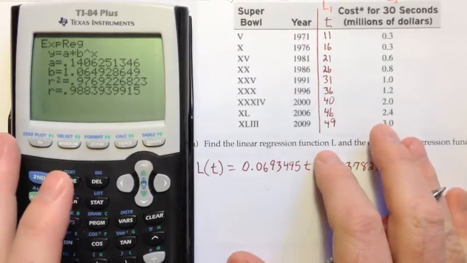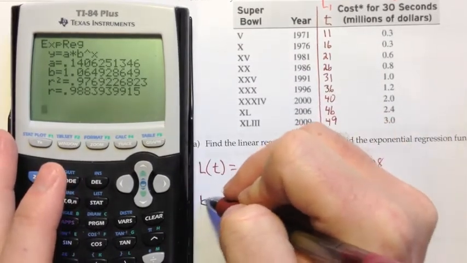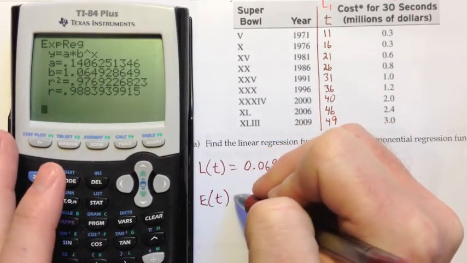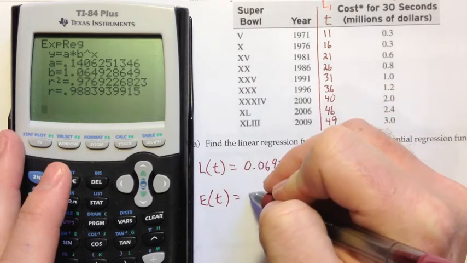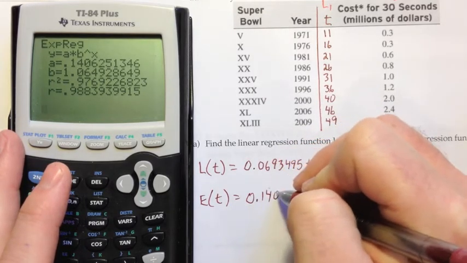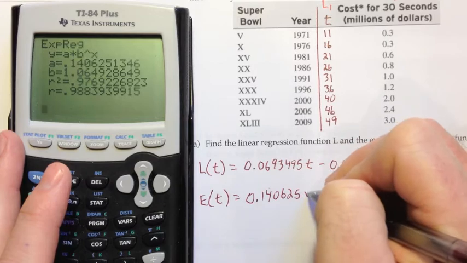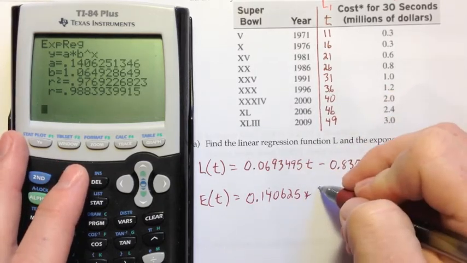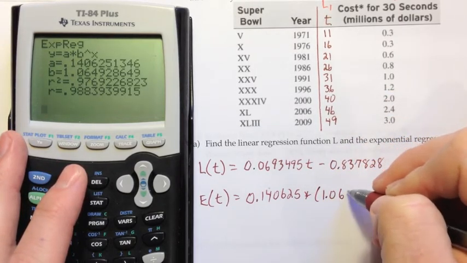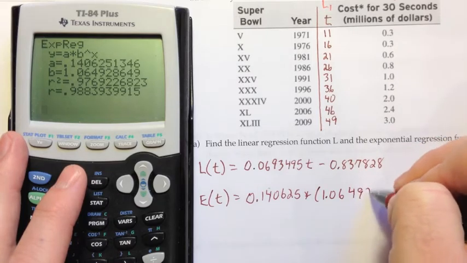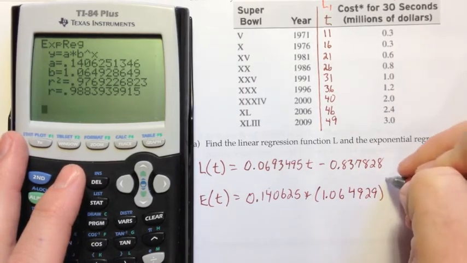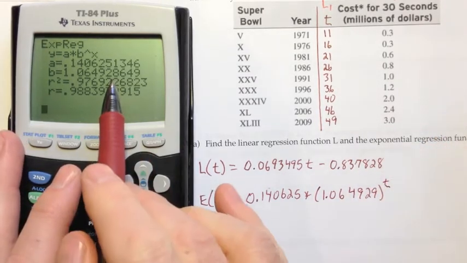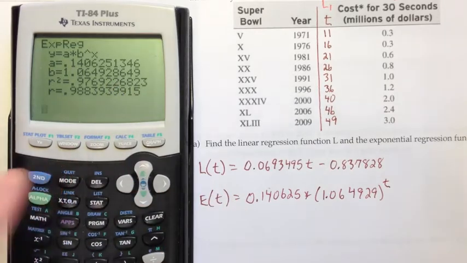So I want to write those down. The exponential function, E of t, would be 0.140625 times the base 1.064929 raised to the t. And I wrote a 9 there because that was an 8 followed by a 6.